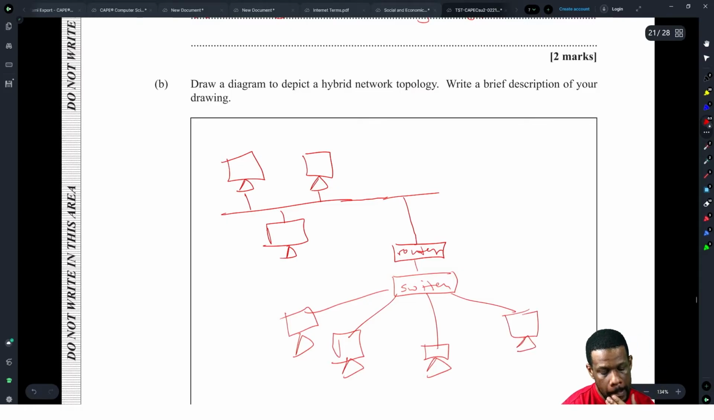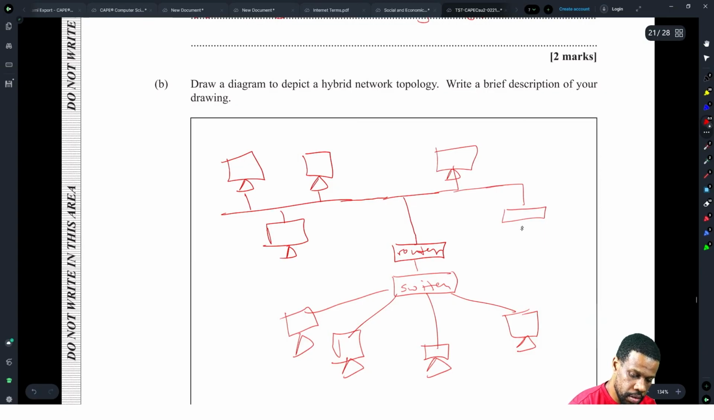And yeah, then the bus could continue here to another type of network or a ring or something. Yeah, something like that. And you probably want to label this as bus, star, and then next star.